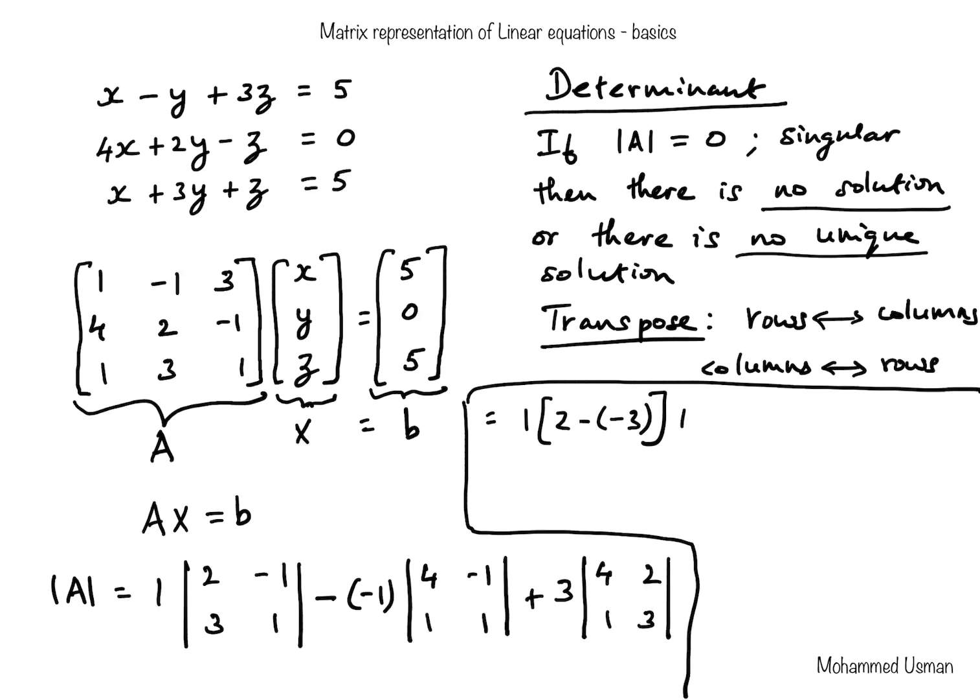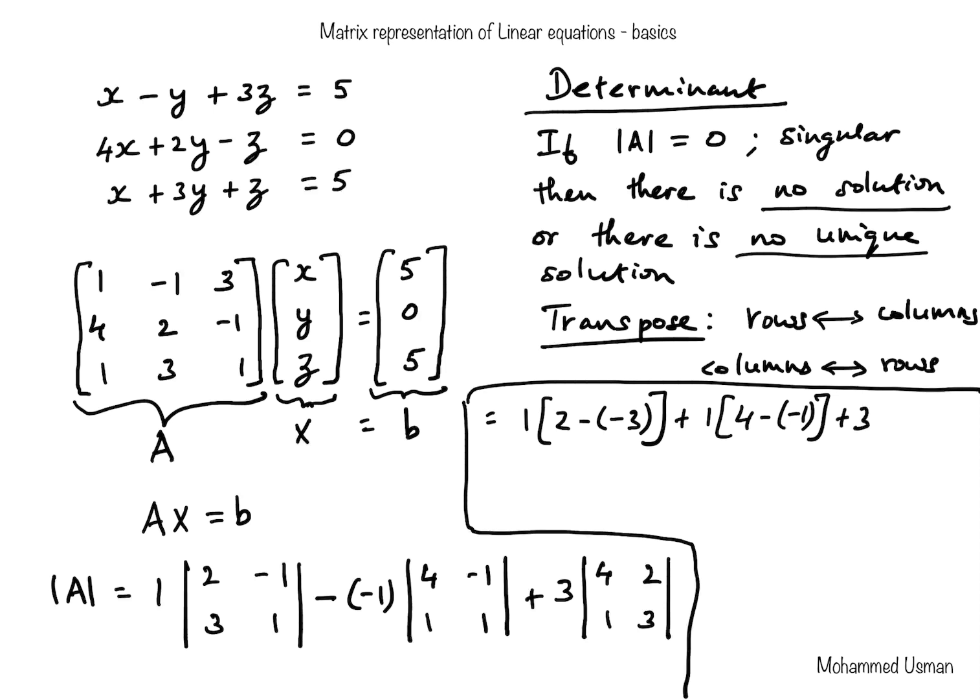Minus of minus 1 will become plus 1. And again, we do the cross multiplication here. 4 minus of minus 1 will become 4 plus 1. So into 4 minus of minus 1, so that's 4 plus 1.